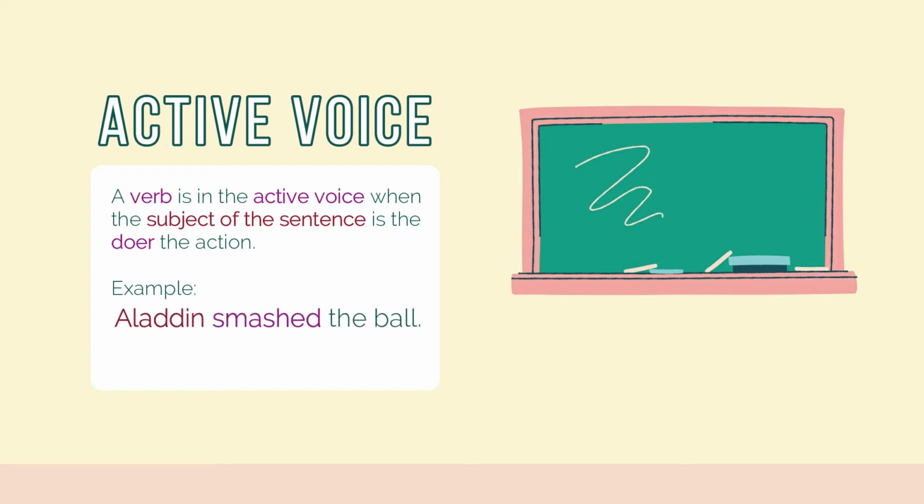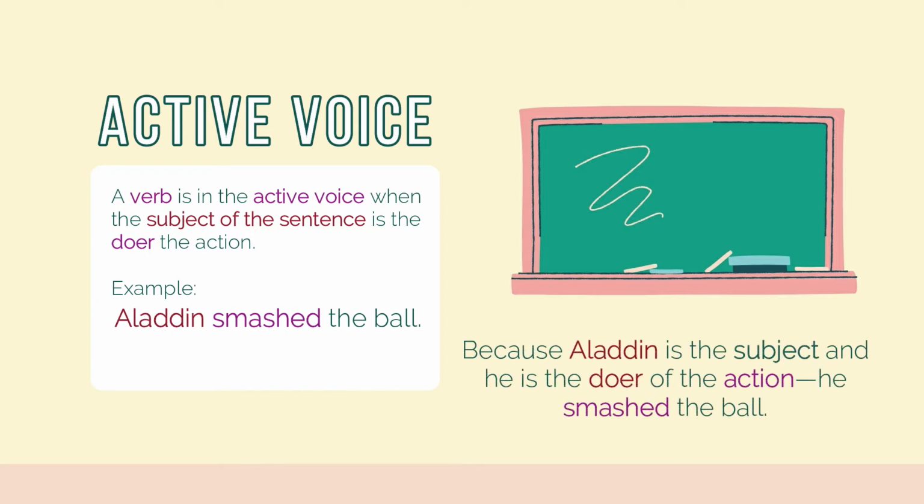Aladdin smashed the ball. Why is this sentence in active voice? Because Aladdin is the subject of the sentence and he is the doer of the action. He smashed the ball.